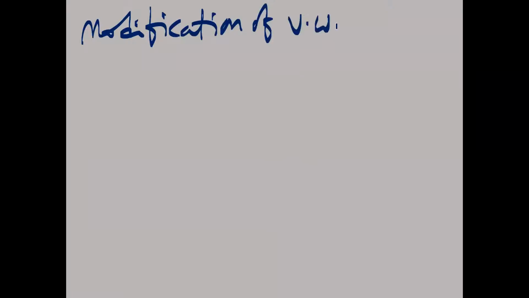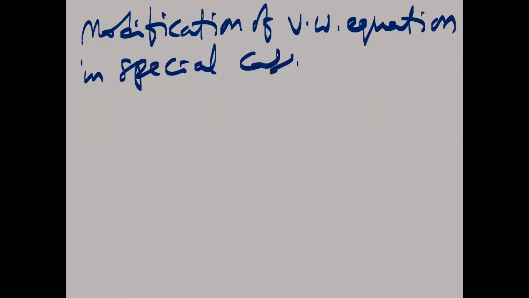So now what we have to understand is the modification of van der Waals equation in special cases. For 1 mole of real gas, we have taken the van der Waals equation. How does that equation for 1 mole change at different conditions?